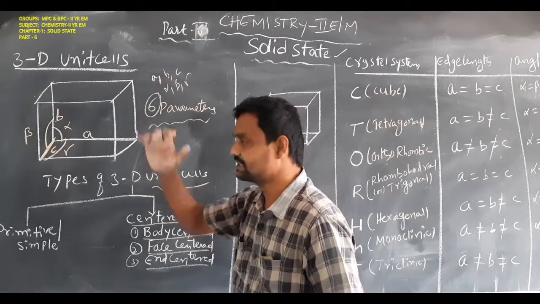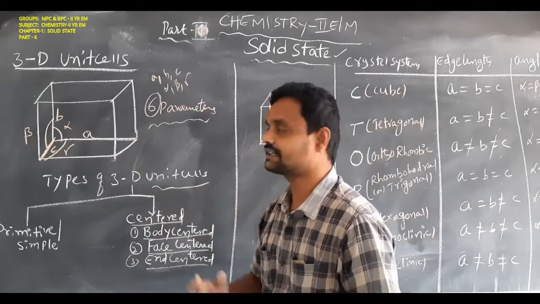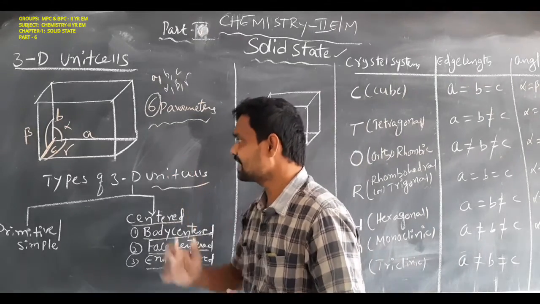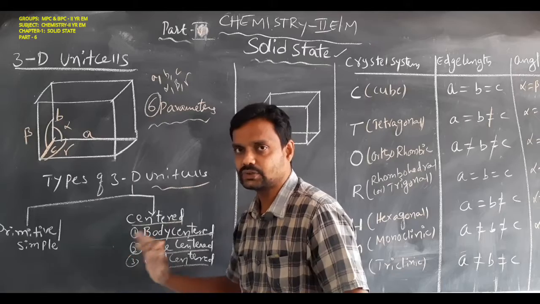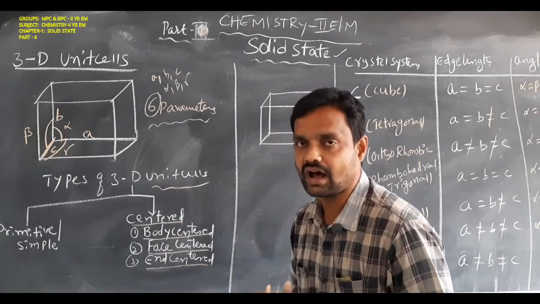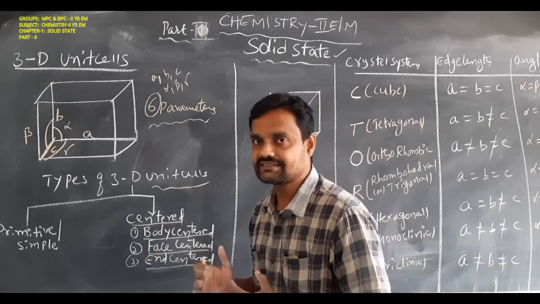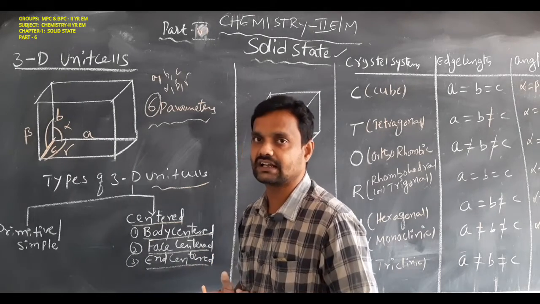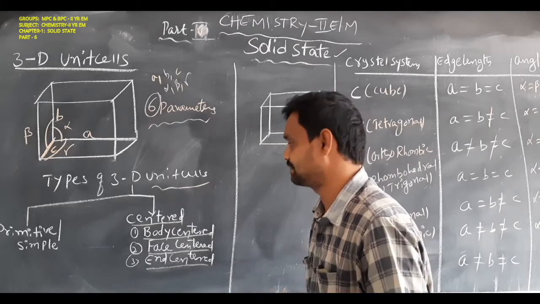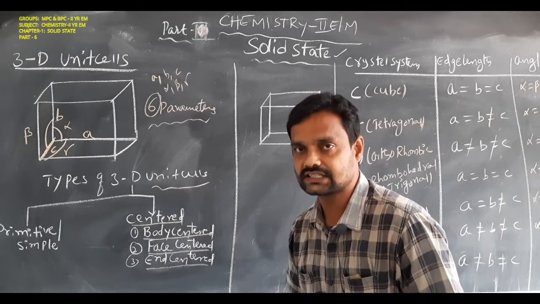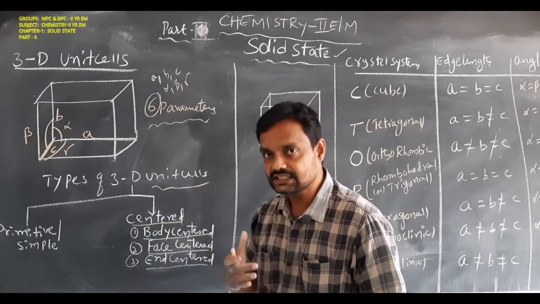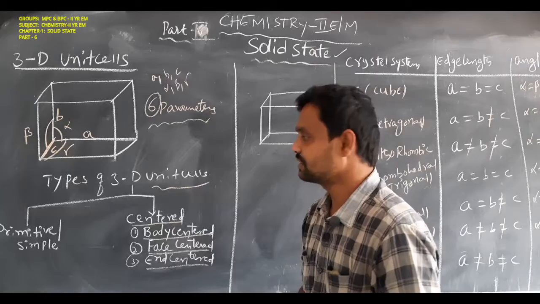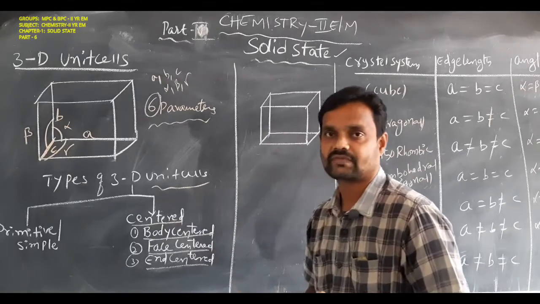So for the three dimensional unit cell, six parameters are required to define it, and the three dimensional unit cell has mainly two categories. One is the simple or primitive unit cell, another is the centered unit cell. The centered unit cell again has three types: body centered unit cell, face centered unit cell, and end centered unit cell. So this is the main classification.